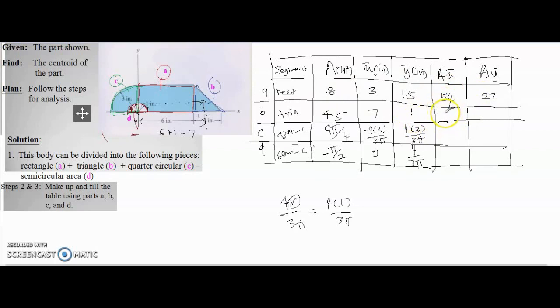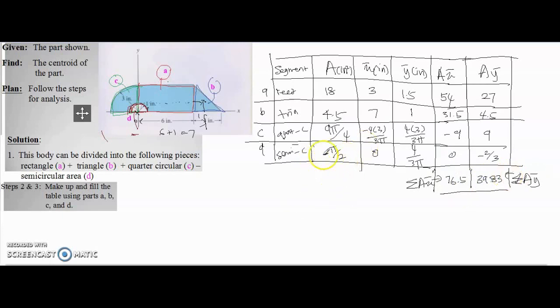You will get for the triangle x bar 31.5 and 4.5. Then this one is negative 9.9. And for the semicircular, this one is 0 and this one is 2/3. Okay, so sum up all the values in this column and this column. This one is the summation of A x bar, and this one is the summation of A y bar. After you sum up, you will get 76.5 for this one and 39.83 for this one.